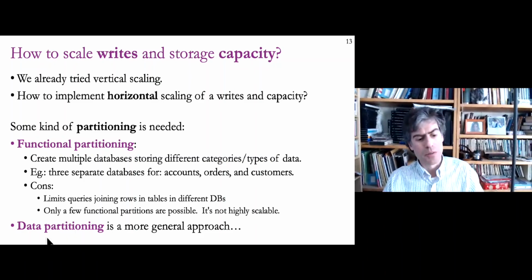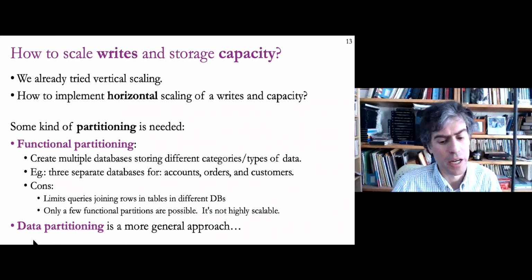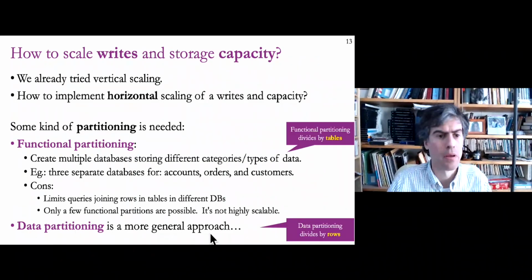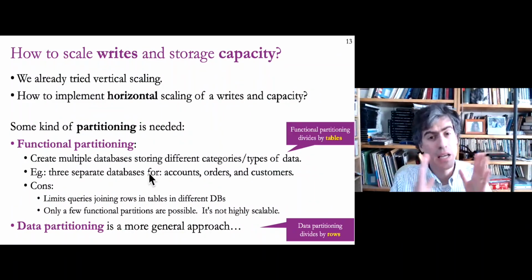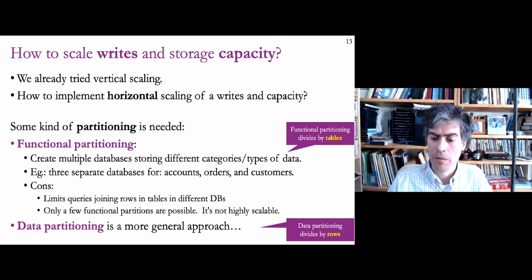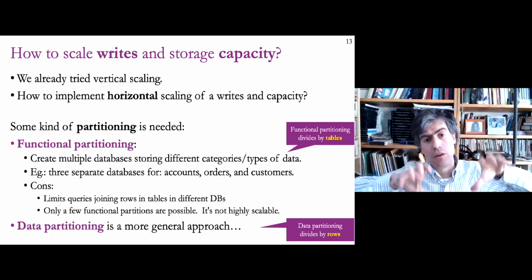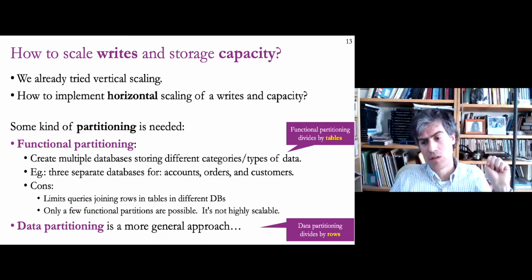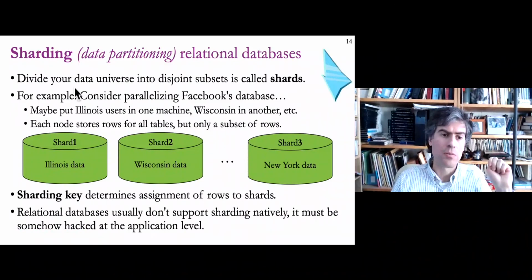The second approach is more general and more scalable, which is called data partitioning. So the first approach, functional partitioning, is splitting the data by tables. So some tables are in one database and other tables are in a different database. The second approach is dividing the data by rows. So we still have the same tables in all the partitions, but a subset of rows goes in each of the partitions. Okay. We call those partitions shards.